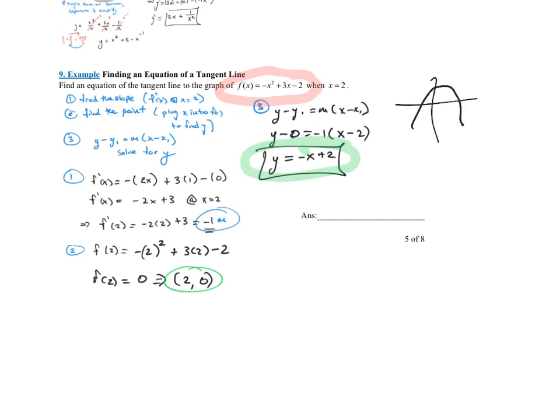Here's the graph of negative x squared plus 3x minus 2. This is a total rough graph. I don't know where it shifted left or right, up or down, but something like this right here. And you're looking at when x equals 2, we have found the equation of the tangent line right here. So this would be the graph of y equals negative x squared plus 3x minus 2. And this would be the graph of y equals negative x plus 2, where the slope of the black graph is the same as the slope of the blue graph at that point 2, 0.